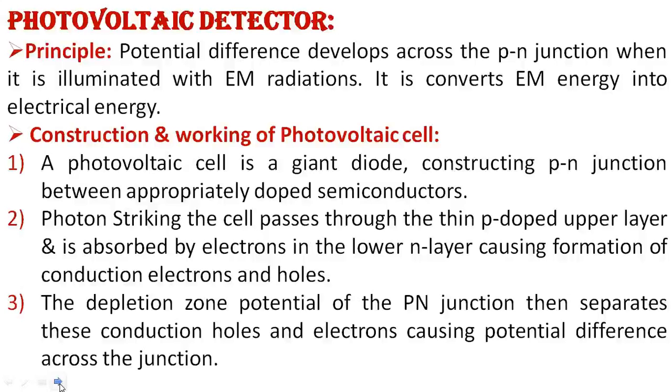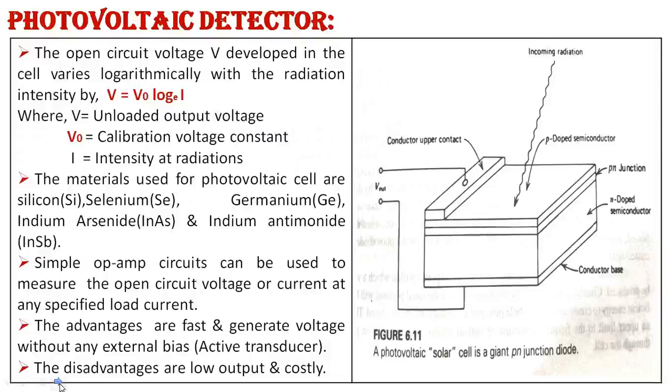A photovoltaic cell is a giant diode constructed as a PN junction between appropriately doped semiconductors. A photon striking the cell passes through the thin p-doped upper layer and is absorbed by electrons in the lower n layer, causing formation of conduction electrons and holes. The depletion zone potential of the PN junction then separates these conduction holes and electrons, causing a potential difference across the junction. So that is the photovoltaic solar cell.